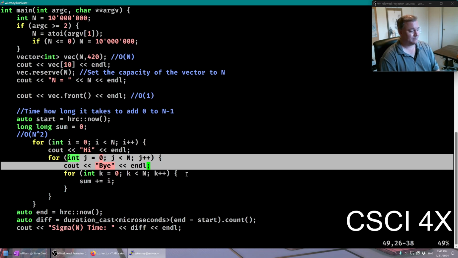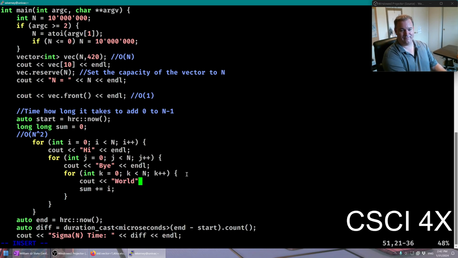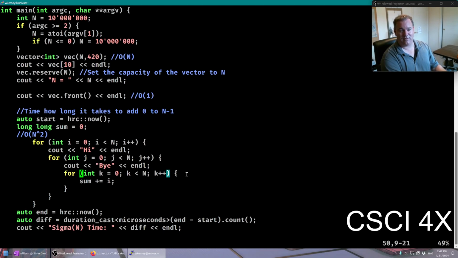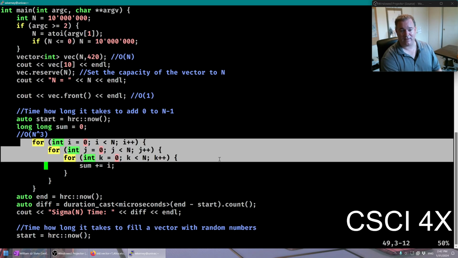What do you guys think? Anyone? We print one high, and then how many byes do we get? N. Yeah, so there's N byes for every one high, and then there are N worlds for every one bye. And so it's going to do N times N times N work. And so this is order N cubed.